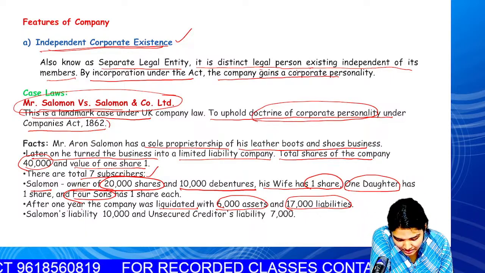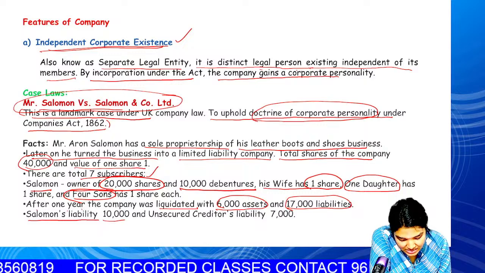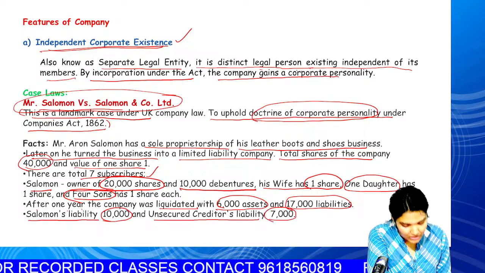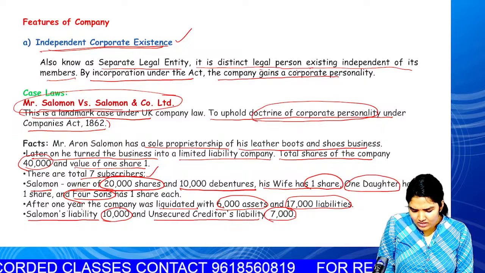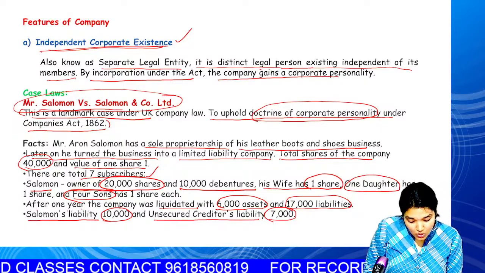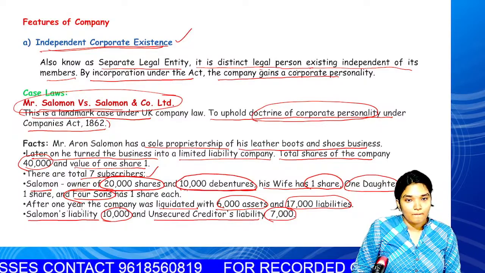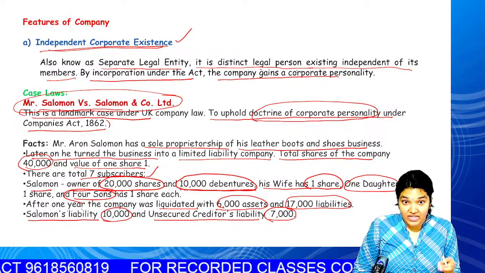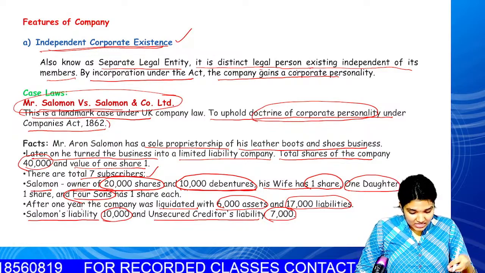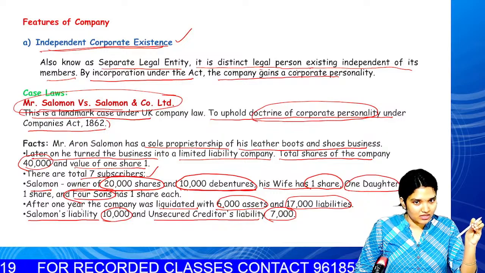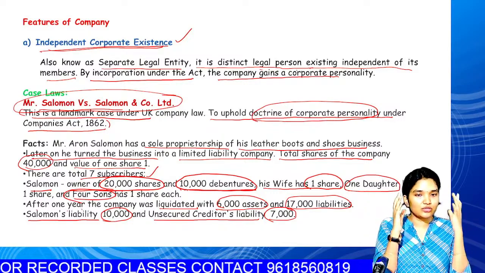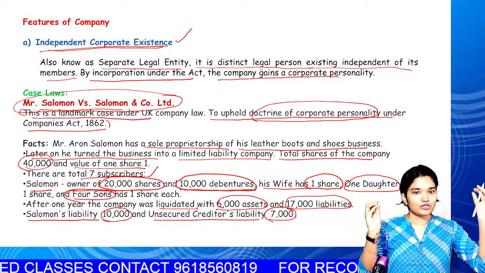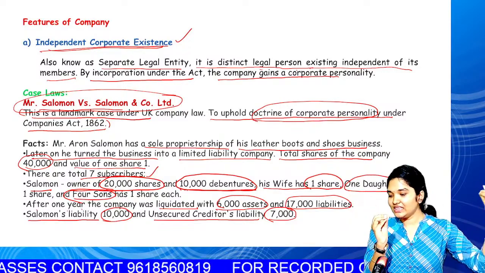Then Salomon's liability was 10,000 and the unsecured creditors' liability was 7,000. How is Salomon's liability 10,000? Because he is holding 10,000 debentures, no? Even if he has incorporated the company, he is the member and he has invested in 10,000 debentures. So now what comes into the picture? Company and Salomon are different. So Salomon is owning 10,000 debentures.